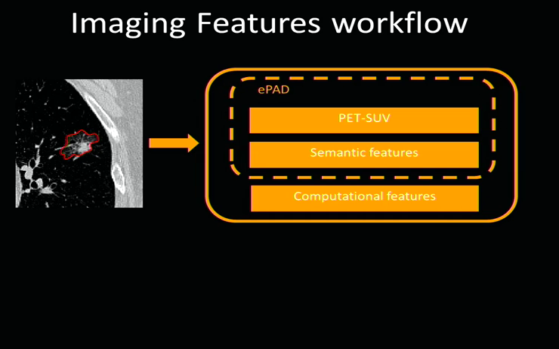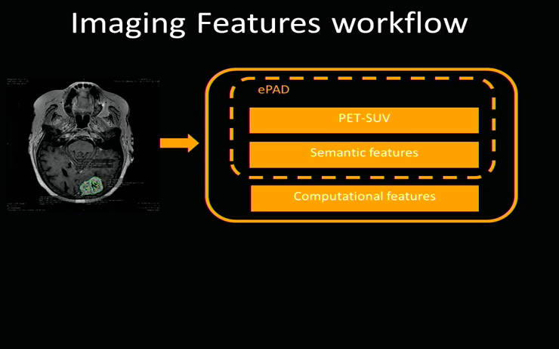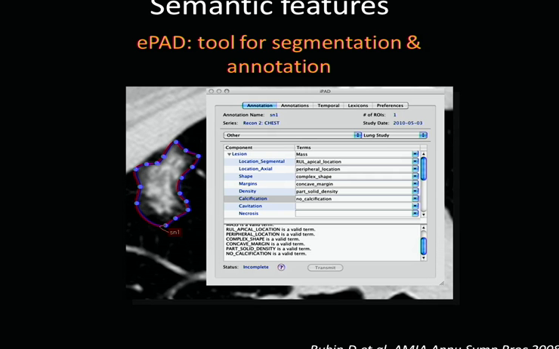First, I need to explain how we are extracting these features from medical images. So here's an example of a lung tumor and a brain tumor. We have developed at Stanford with collaborators a platform that allows radiologists to annotate these tumors, annotate features, and also provide us with segmentations that we can then use for extracting computational features. This tool is called ePAD, and it allows segmentation and annotation. You can see here some examples of features that characterize lung tumors.